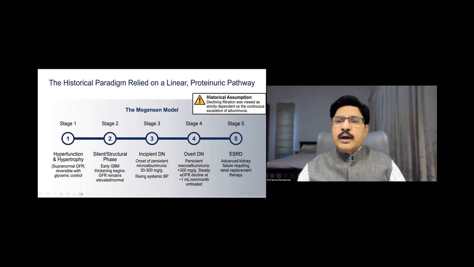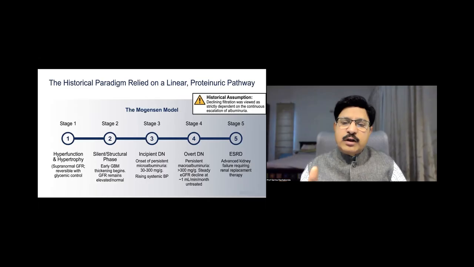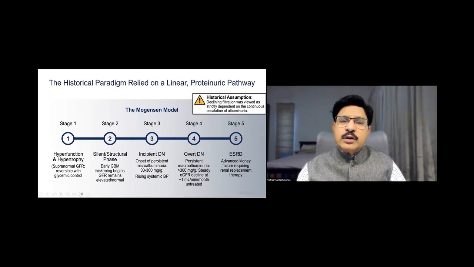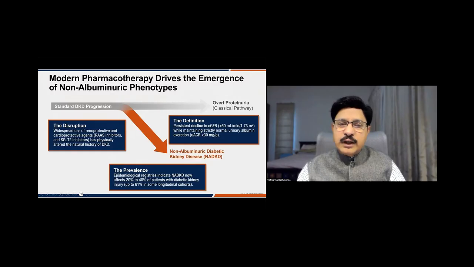The historical assumption: declining filtration was viewed as strictly dependent on the continuous escalation of albuminuria. What we were thinking was that this decline from stage 1 to stage 5 is dependent upon the albuminuria, but it is not. Now there is an entity called non-proteinuric diabetic nephropathy. So this historical model will not always work. We are not saying it will not work; it is not always true.